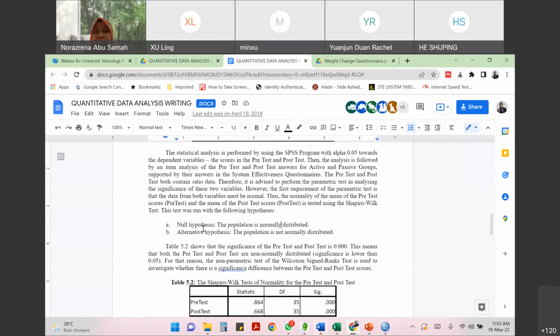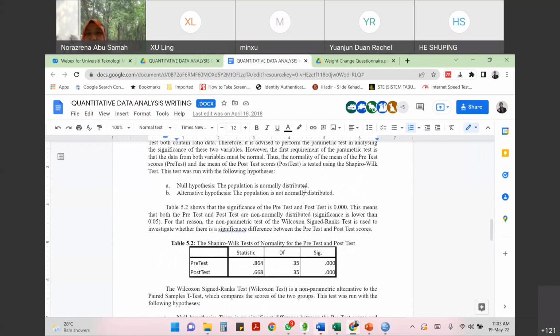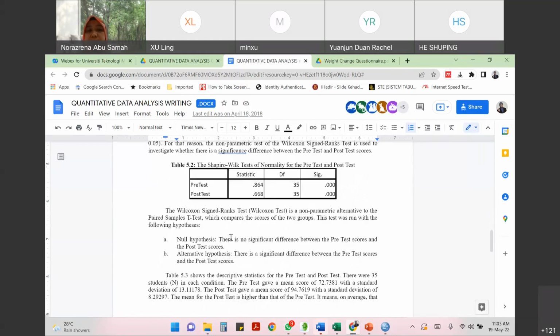So you must have a hypothesis. This is an example of how you write your result. You can follow it or you can change it, it's okay, as long as you know how to explain everything. This is the step by step of what to explain. And then you run the normality test. From SPSS you will get this table. How you get this table I'll show later.